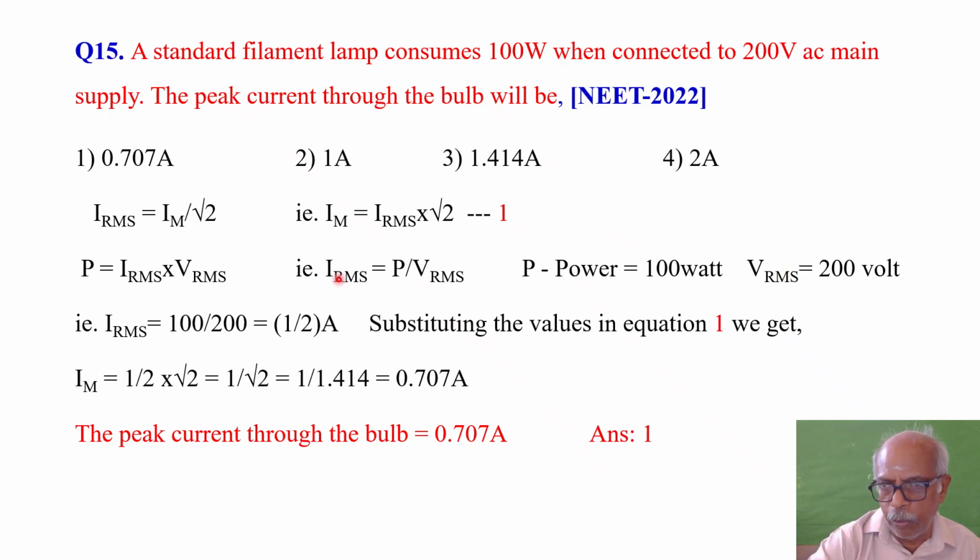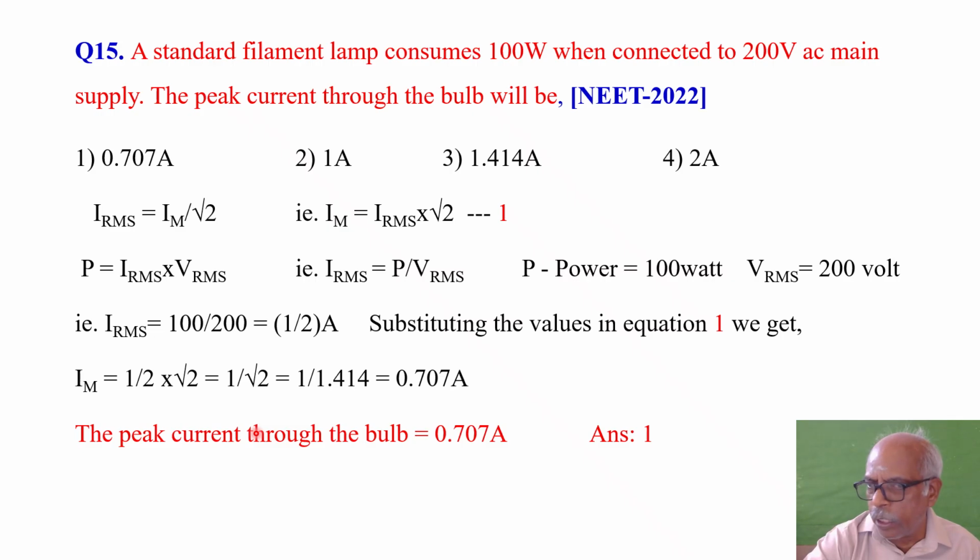So IRMS is equal to P by VRMS. P is 100 watt. This is 200 volt. So 100 by 200, that is 1 by 2. So the unit of current is ampere, 1 by 2 ampere. Substituting the value of IRMS, that is 1 by 2, in the equation, Im is equal to, what is this? 1 by 2 into root 2. So root 2 divided by 2. What is root 2 into root 2? You can consider. So that is equal to 1 by root 2. Root 2 divided by 2 will give you 1 by root 2.